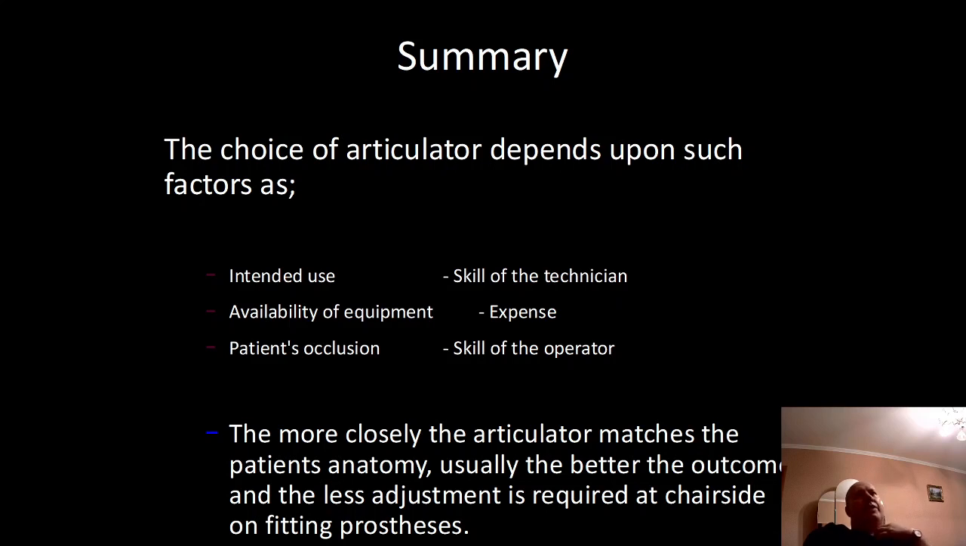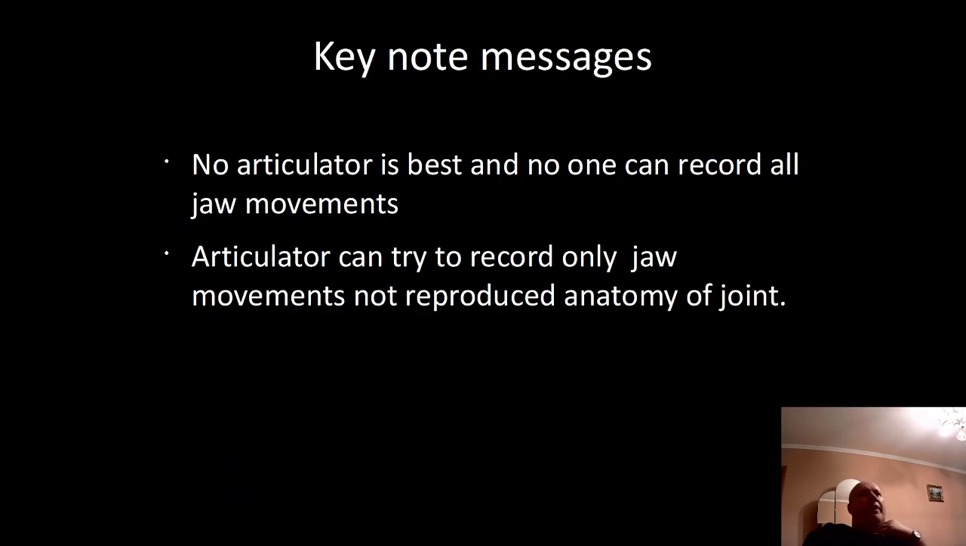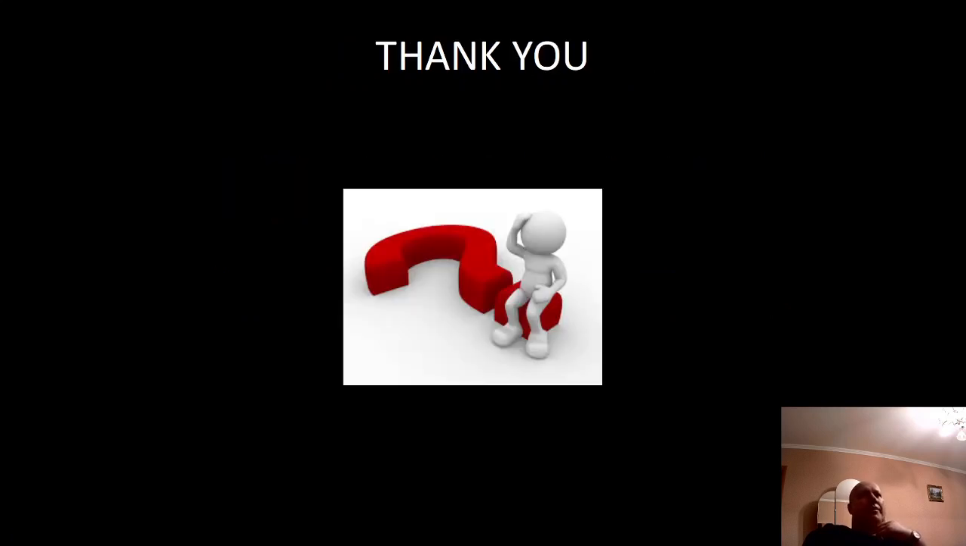Okay, summary. The choice of articulator depends upon such factors as intended use, skill of the technician, availability of equipment, expense, patient's occlusion, and skill of the operator. The more closely the articulator matches the patient's anatomy, usually the better the outcome and the less adjustment it requires at chair side or in fitting processes. No articulator is best, and none can record all jaw movements. An articulator can try to record only jaw movements, not reproduce the anatomy of the joint.